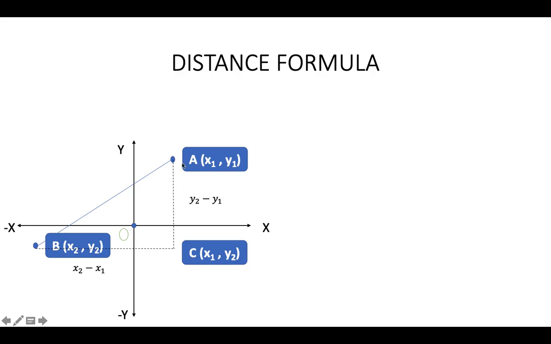Now as per the Pythagoras theorem, the perpendicular square, meaning y2 minus y1 the whole square, plus x2 minus x1 the whole square, will give you this AB square, and this is what is known as the distance formula. At the end of the video, I'll be discussing some mistakes that you have already made in the previous class with this formula.